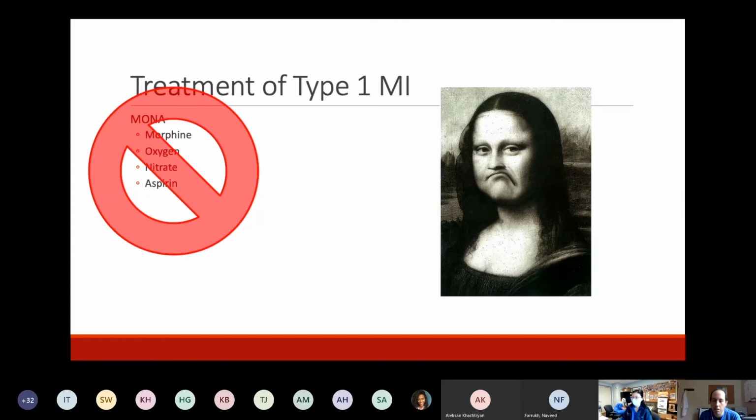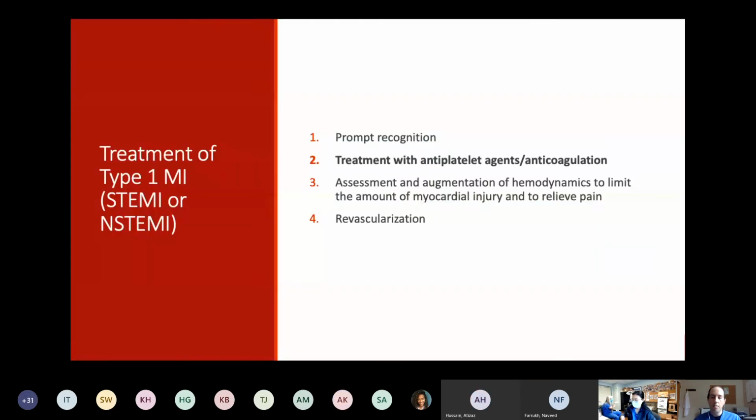Morphine has been shown to worsen mortality in people who have STEMIs, probably because the people who are the sickest are the ones who get it. Giving people oxygen when they don't need oxygen also probably worsens their mortality. Nitrate and aspirin is the right thing to do, which we'll talk about, but I hate the acronym MONA. Please, if somebody's having a STEMI, don't give them morphine first and then oxygen and then nitrate and an aspirin. So if anybody ever learned this, I'm glad you came here first.